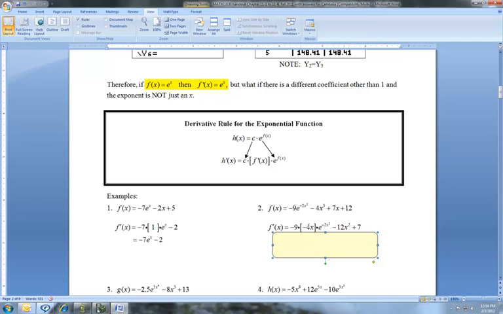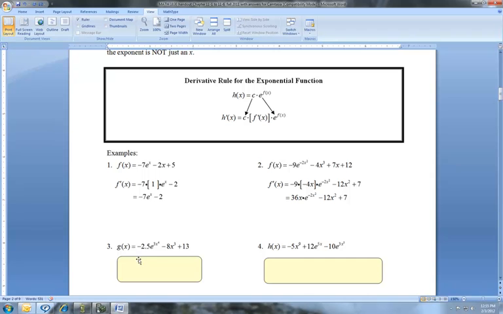Now, for me to fill it in, remember, I go and look at the exponent. So the derivative of -2x squared is -4x. 3 times -4 is -12x squared plus 7. You always, more than likely, will have a cleanup. So this is going to be 36x e to the -2x squared minus 12x squared plus 7.